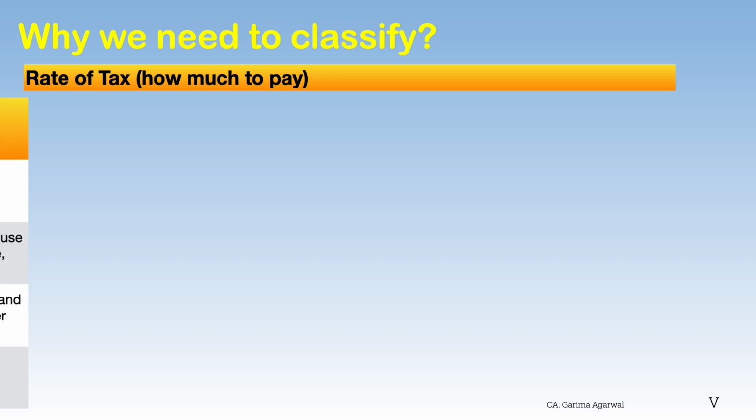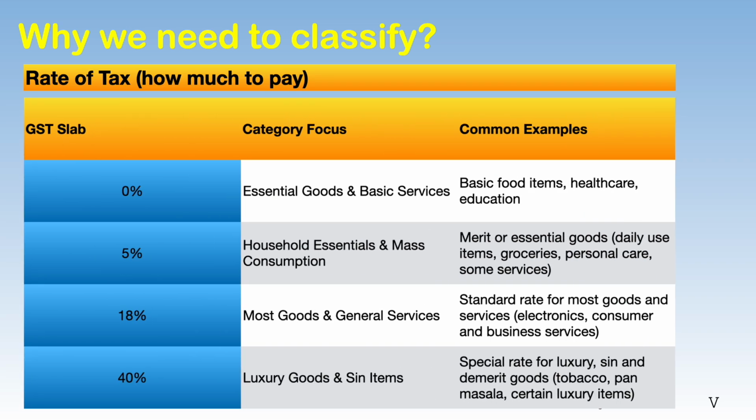Because we have a slab system, GST slabs, and there are different rates for different types of transactions. If there would have been just one GST rate, which is nearly impossible in India, we would not have needed this bifurcation under GST. But as we do have GST slab rates and every type of transaction has different rates, it is still necessary to understand whether we need to classify a transaction as supply of goods or services.